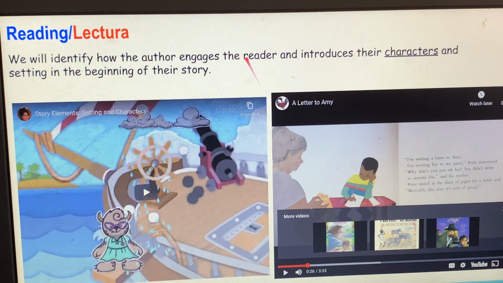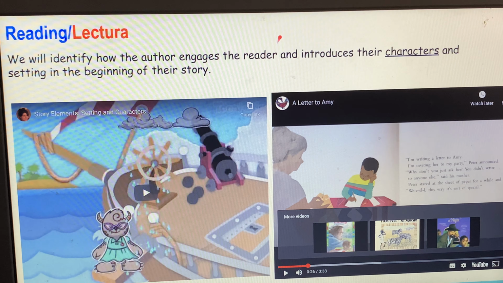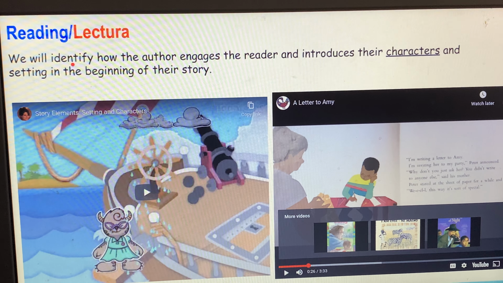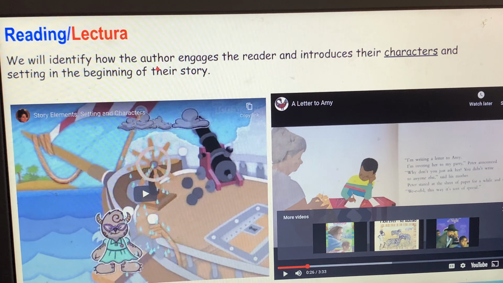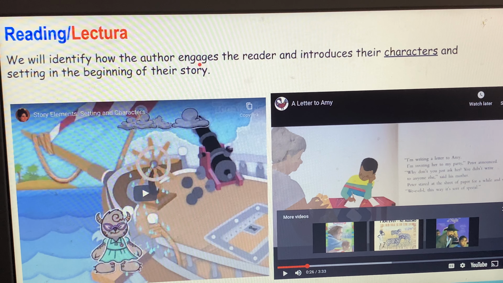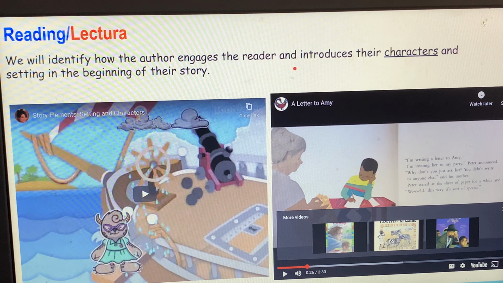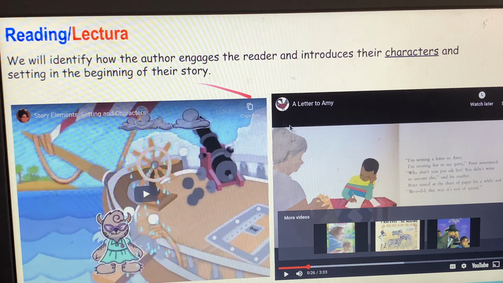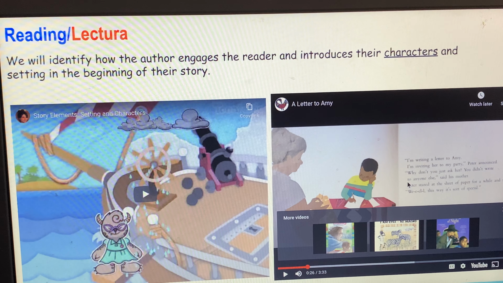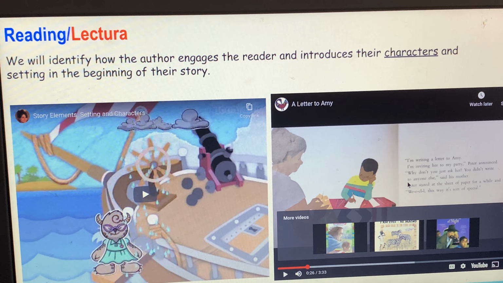So boys and girls, today we're going to be paying close attention, looking at this book to really dive deep and identify. That's a fancy word to say, look for how the author engages. How do they make us, the reader, interested in reading their book? By introducing the character and the setting in the beginning of the story. So please watch this video first and then look at this video to read the story A Letter to Amy, written by Ezra Jack Keats.